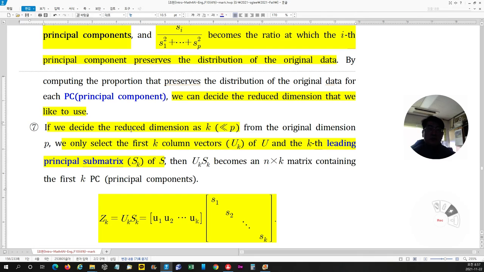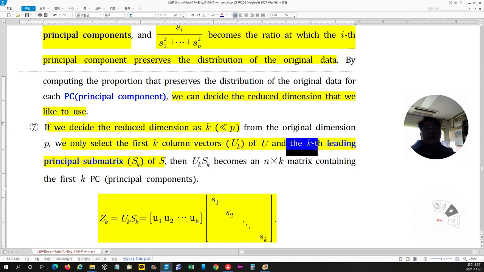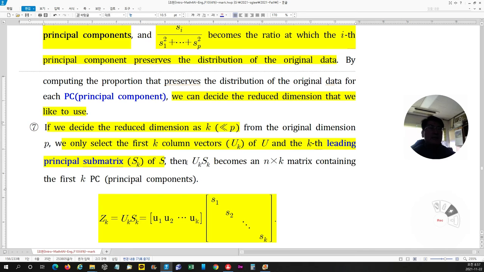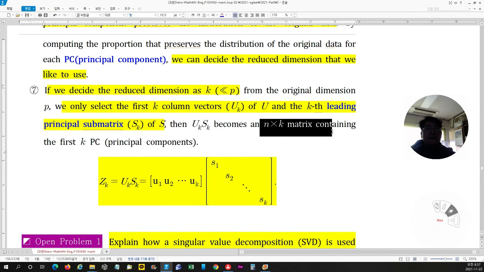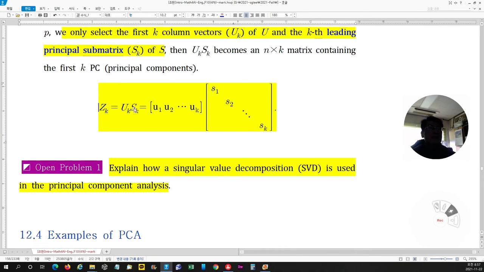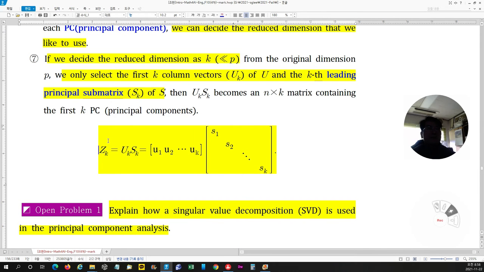If we decide the reduced dimension as k, which is much smaller than the original dimension p, then we only select the first k column vectors of U to form a matrix Uk, and the k leading principal submatrix of S, which we write as Sk. Then Uk times Sk becomes an n by k matrix containing the first k principal components. Gk is Uk times Sk. This Gk gives us the principal components.